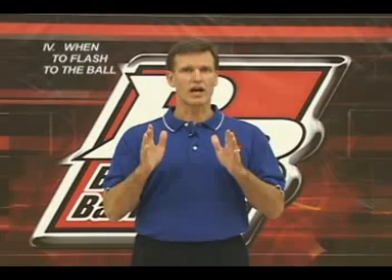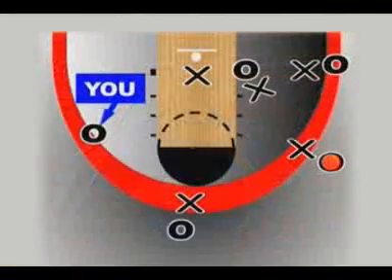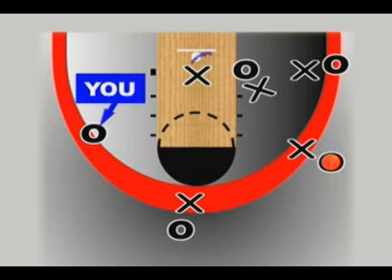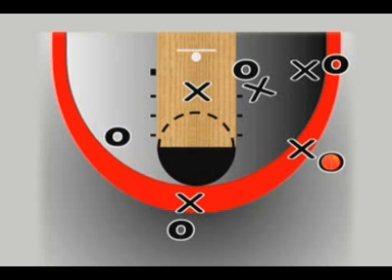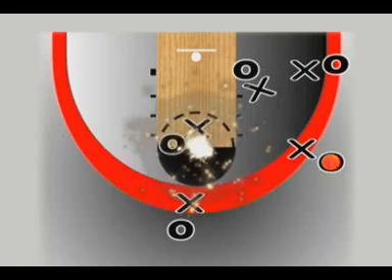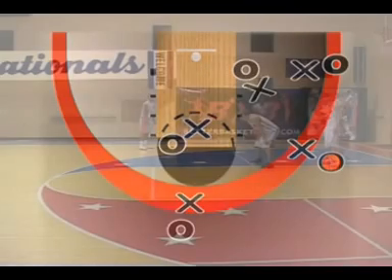Now, those cases are pretty straightforward, but let's examine a case like this. You're on the weak side, your defender's in good helping defensive position, and you see an opportunity to flash to the open area. But as you reach the open area, your defender moves to intercept you. As you and your defender approach the same spot, make the following reads.